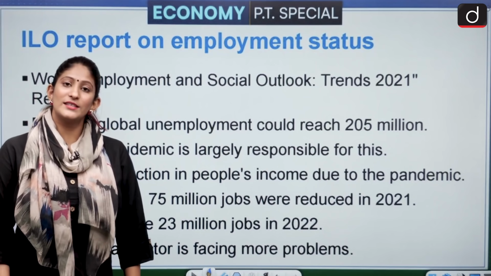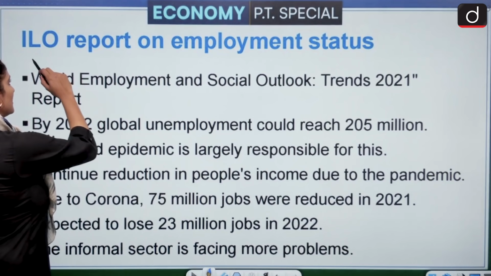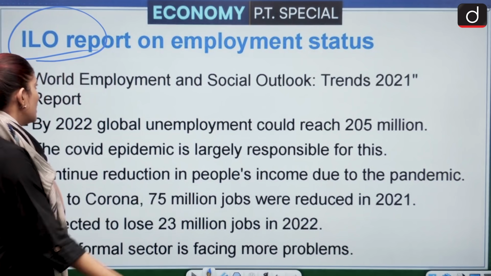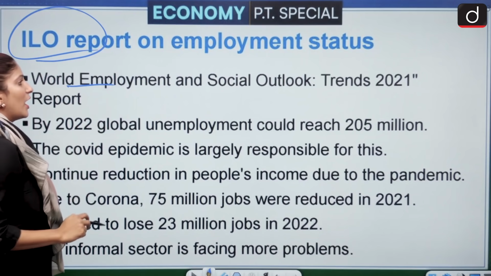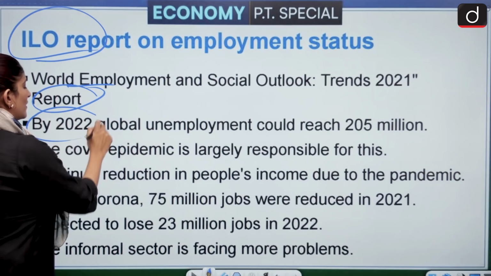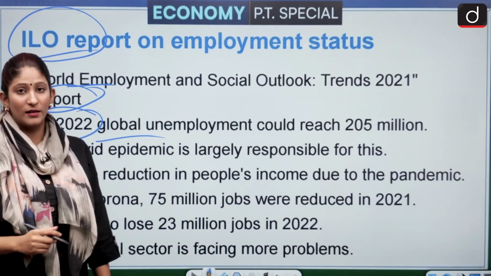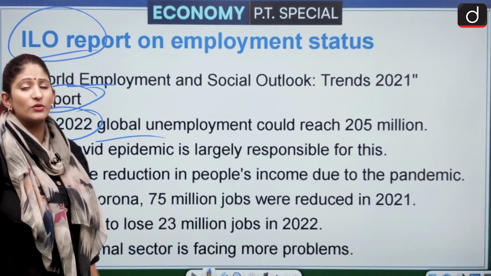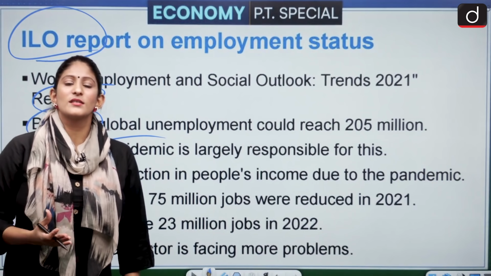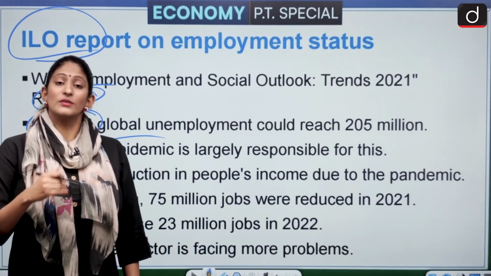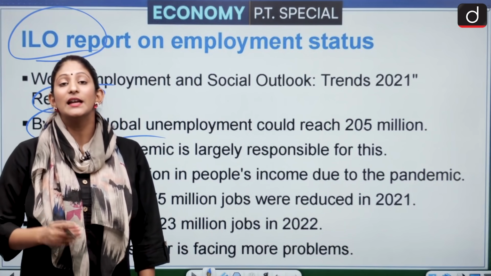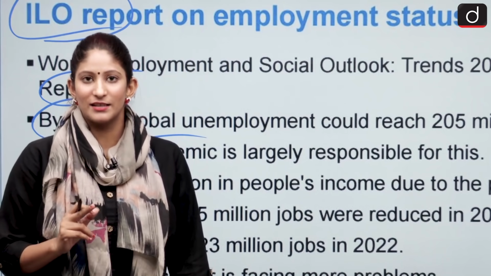Okay, now let's talk about the employment status with the help of the ILO report, International Labour Organization, and the World Employment and Social Outlook Trends 2021 report has been published. By 2022, global unemployment could reach 205 million, which is higher than pre-pandemic levels. Of course, due to digitization and due to closing and shutting down of industries which are labor intensive, this is the reason.